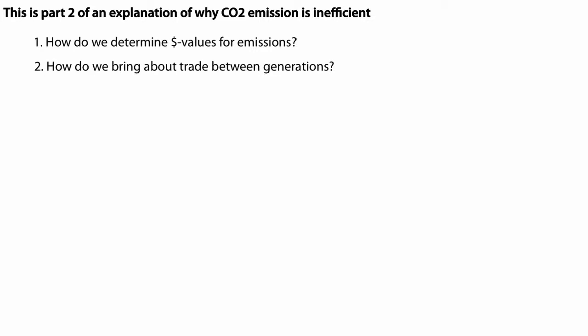The second question is, in a way, the most fundamental one. That is, how in reality are we going to bring about trade between generations? That was a crucial assumption of the explanation that we could somehow remove the inefficiency. So let's now address both these questions. First, how do we determine the dollar values for our emissions?